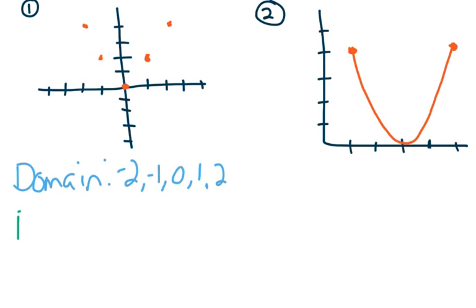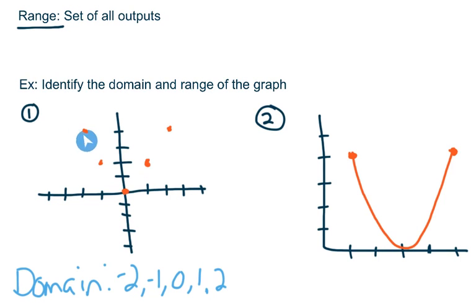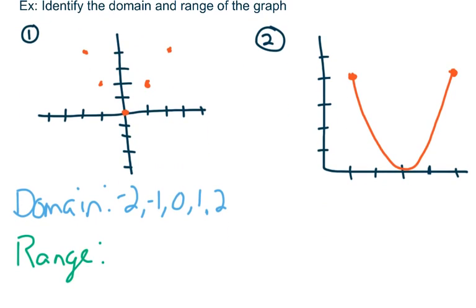The range then, those are all the outputs, and the outputs are usually y's. Okay, so it looks like I've got, that'd be 4. That covers 2 of those. That would be 2, and that would be 0. It looks like we only have 3 different y values. So we're going to have 0, 2, and 4. Usually we write them in order from smallest to largest. Okay, so there's the domain and range for number 1.